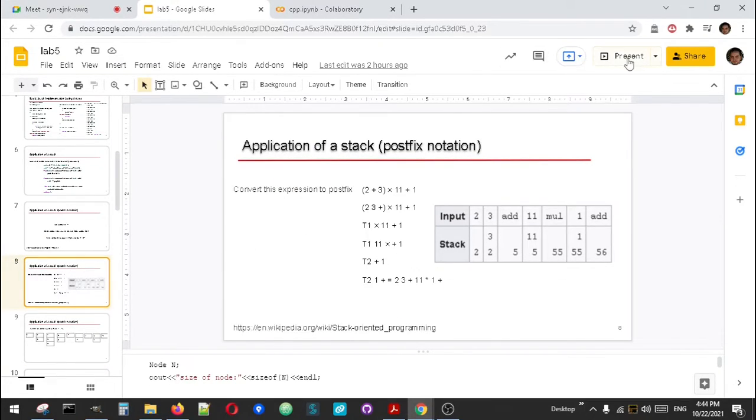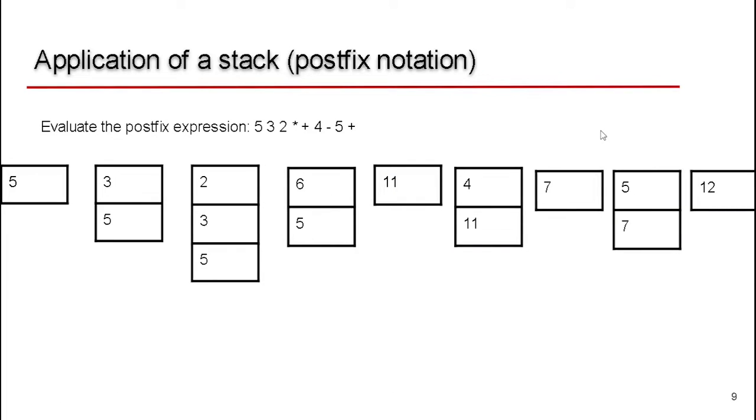Let's move to the prefix. Another example for prefix. This is another one, but for a postfix. Let's explain it briefly. We have the expression ready. 5, 3, 2, multiplication, addition, 4, minus 5, and addition. We start with 5, and then 3, and then 2.